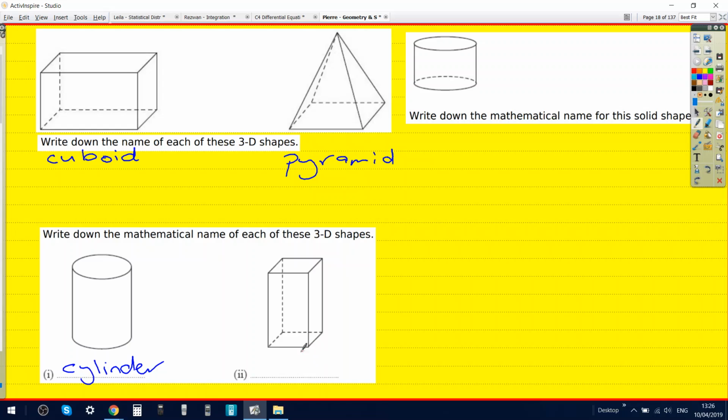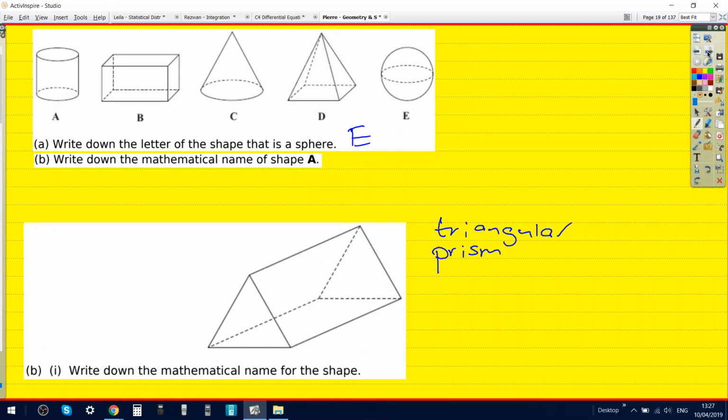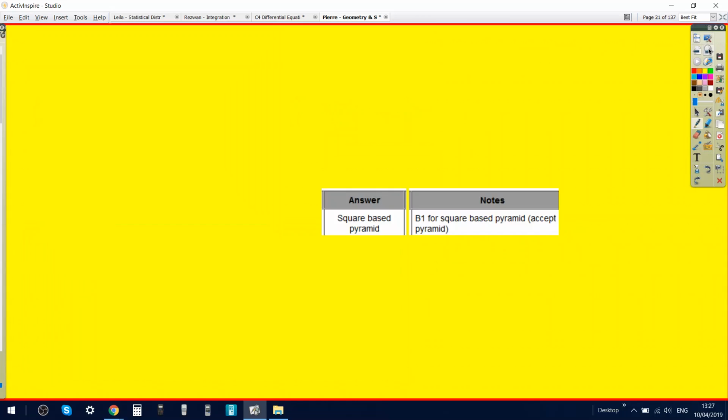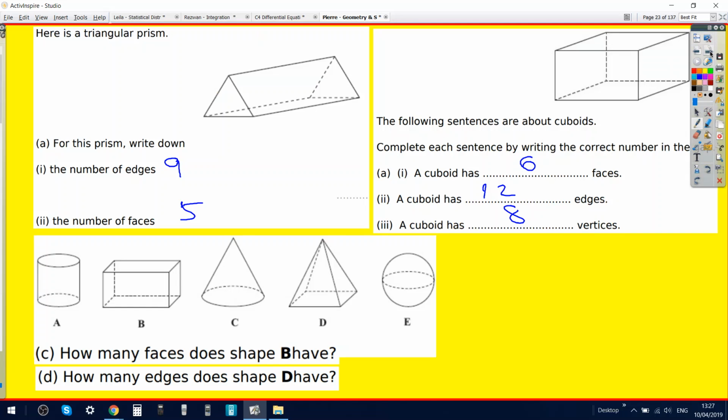What is the bottom right? A cuboid? Yes. What is shape D? A pyramid. Shape C has a circle at the bottom, and so that's a cone. Cone, right. Yeah, we didn't get to see that one. They just didn't ask about it.